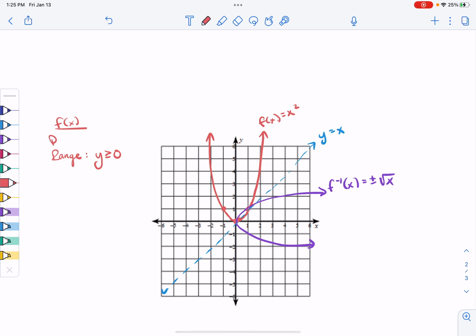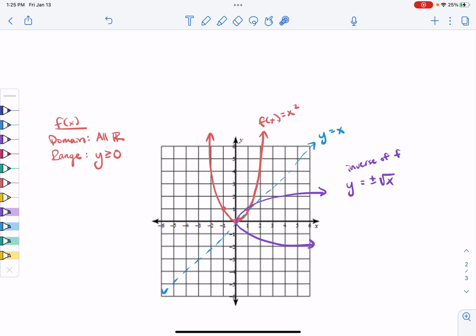Its domain is all real numbers, right? Because it goes all the way this direction and all the way this direction. If we look at the inverse relation, which I probably shouldn't have written this way, we'll write it as y equals the inverse of f. It, notice, is not a function.